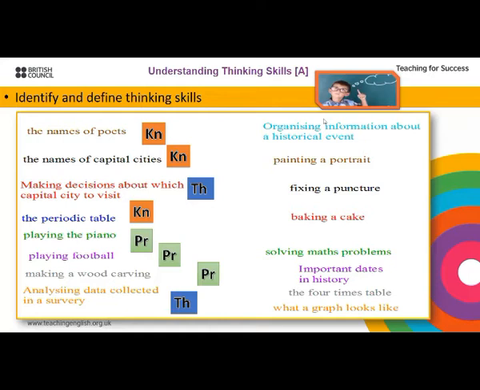Painting a portrait. Miss Zainab? Practical. Yes, painting a portrait, practical skills. Organizing information.